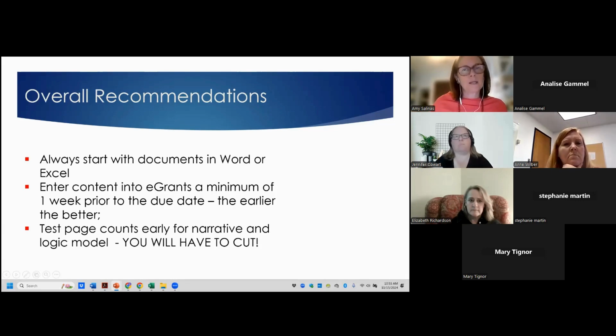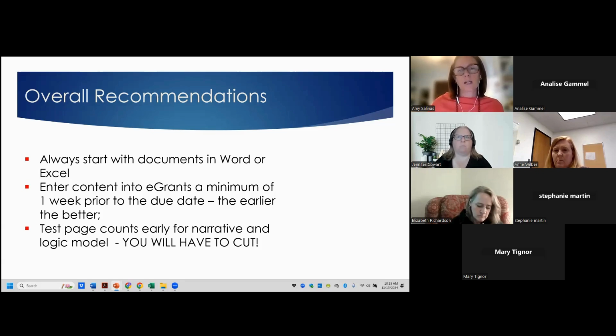And then we always, and we're going to say this every time, start with documents in Word or Excel. So like your budget, you'll finalize it in Excel, and then you'll copy and paste it into eGrants. With the logic model document, you'll use a Word document, work on it there until it's final, or a Google Doc. And then once it's final, you'll copy and paste into eGrants. You should never directly do your drafts in eGrants. Never. And it's good to have it as a final record for you so that you have that for your next application or for people that may follow you if you're no longer there.